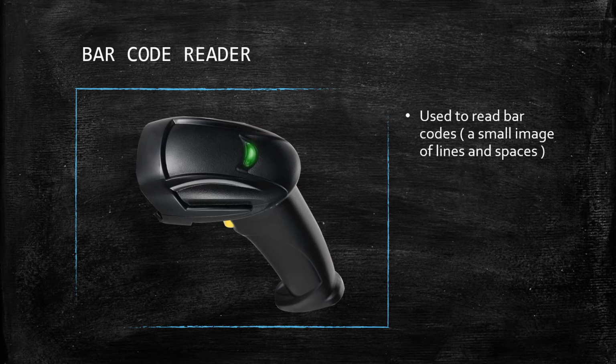A barcode reader is an automatic input device that uses visible red light to scan or read the barcode. To classify the product and get the price from the database, the reflected light is converted into digital data that is interpreted by the computer.